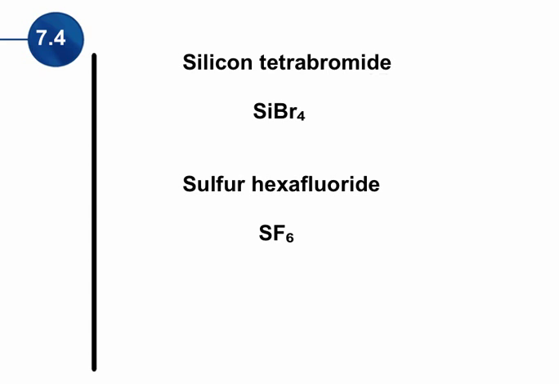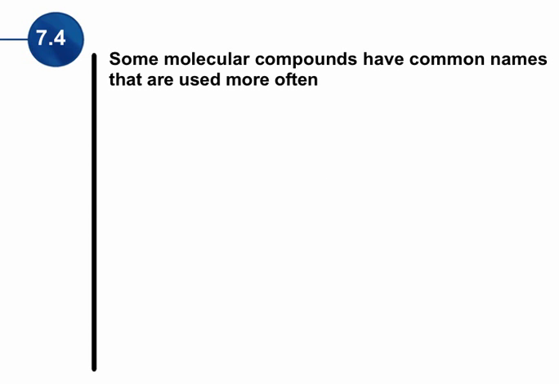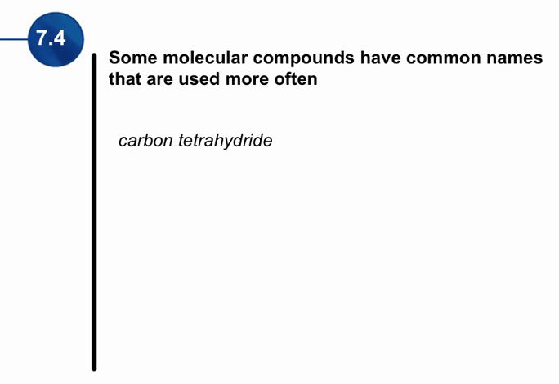Well, there are some molecular compounds that actually have common names that are more often used. So not their actual chemical name, but more typical common names. And some of these common names you may have heard before. First one, if we look at this, carbon tetrahydride. Well, carbon obviously is C. Hydride tells us we are hydrogen. Tetra from the prefix, that means we have CH4, and you may have heard of CH4 before.